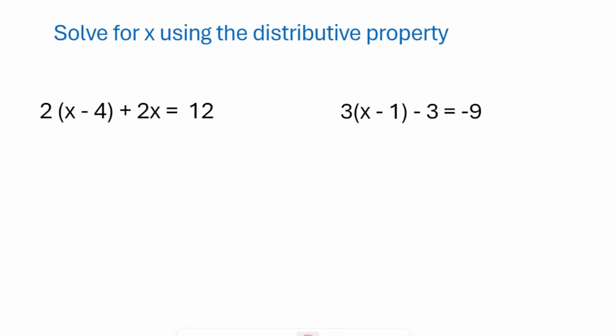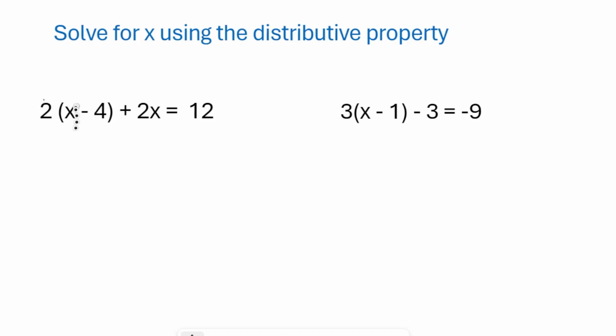We are going to be solving for x using the distributive property. So I'm going to start by multiplying. This is the distributive property. So I'm going to start by multiplying by 2. So 2 multiplies x, and then 2 multiplies -4.